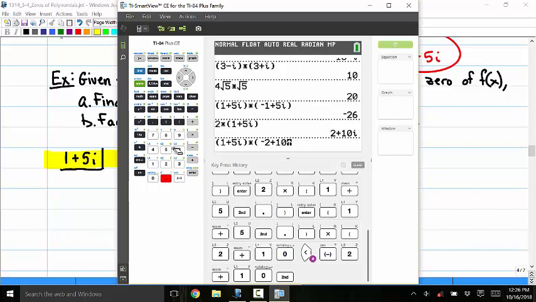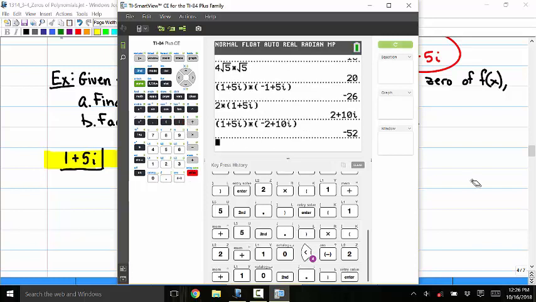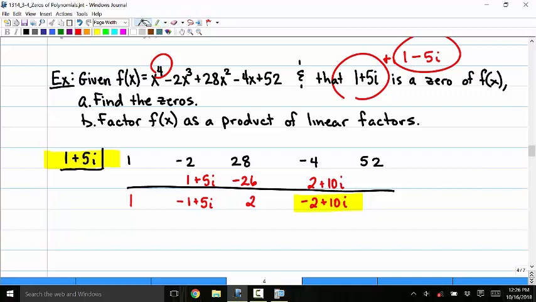The I is second and the decimal point. And I got negative 52. And that's good because 52 plus negative 52 is 0. Okay, give me another number to put in a half box. 1 minus 5i. Exactly. So I want to go put 1 minus 5i here.